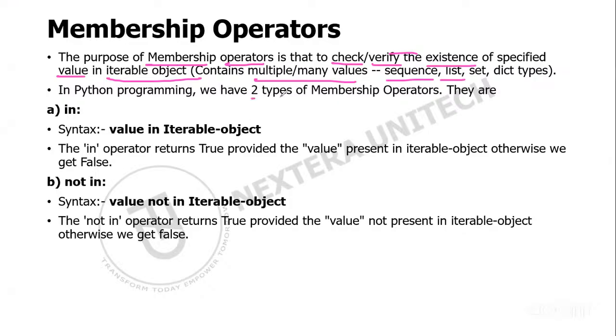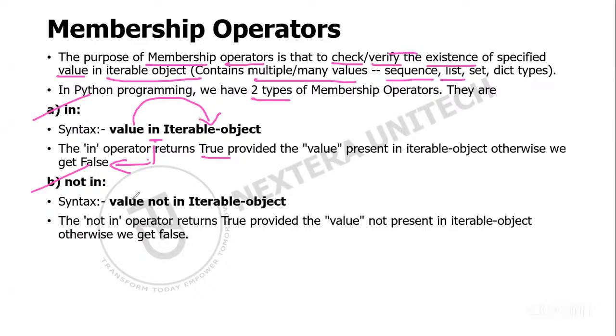Right? So in Python, we have two types of membership operators. What are they? One is in operator and the other one is not in operator. So what is the syntax for in operator? The syntax for in operator is value in iterable object. Whatever the specified value that you are checking, that value in iterable object is the syntax for in operator. For not in, value not in iterable object. Simple. So let me talk about in operator. In operator returns true when the specified value is in the iterable object. What if this value is not present in this iterable object? In operator returns false.